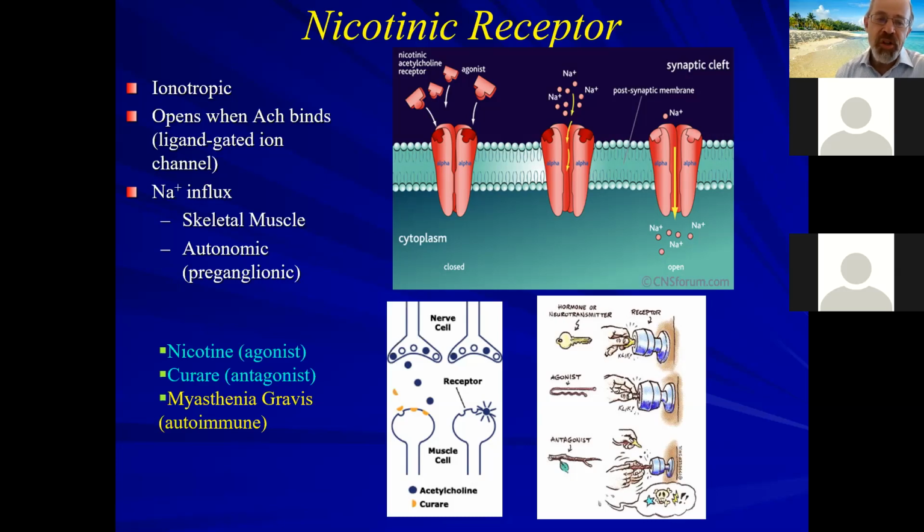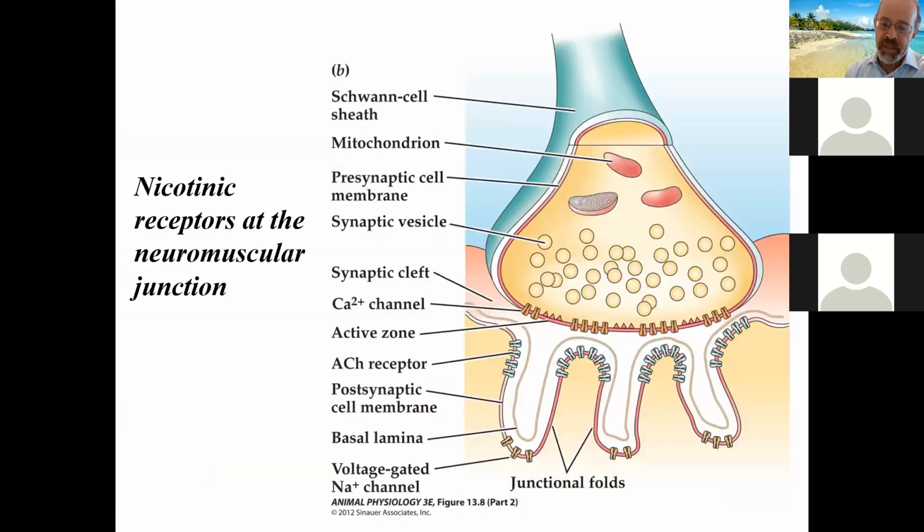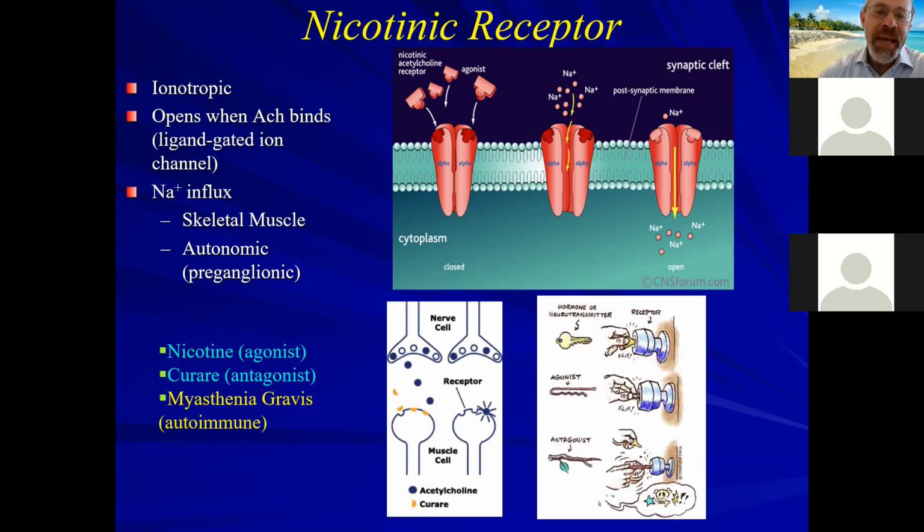There is a pathological condition that's associated with a defect in the nicotinic receptor. And that's known as myasthenia gravis. It's an autoimmune disease in which the body builds antibodies that destroy the nicotinic receptor. So this can cause muscle atrophy, which ultimately can be fatal. Skeletal muscle atrophy.